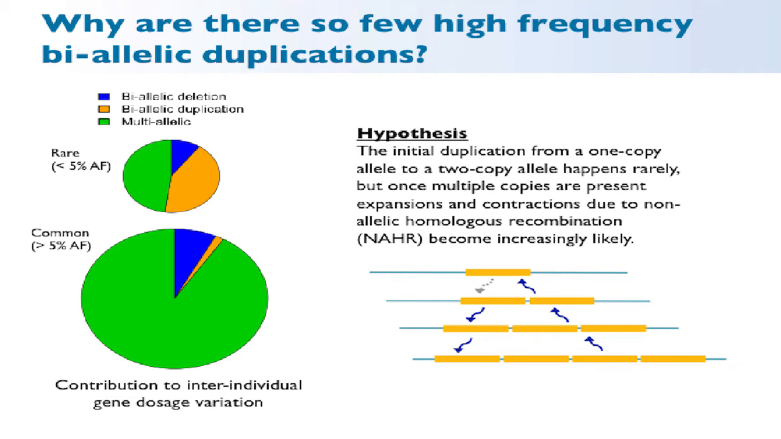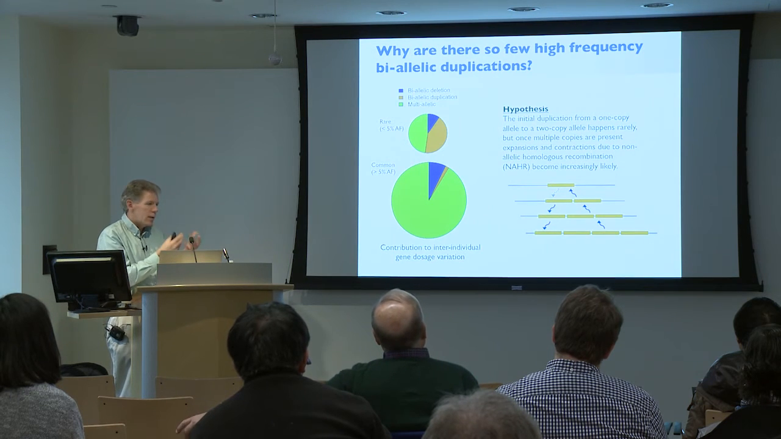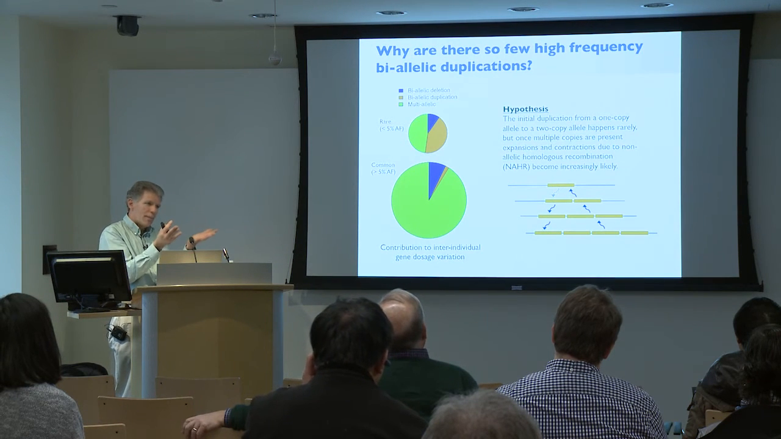And so we began to think about why this was true. And the hypothesis here is that if you think about a multi-allelic duplication and how it forms, at one point there was probably just one copy ancestrally.